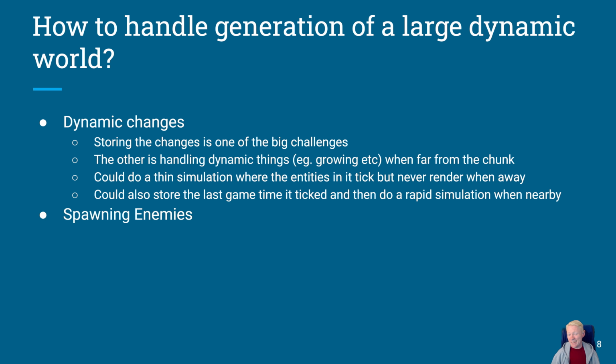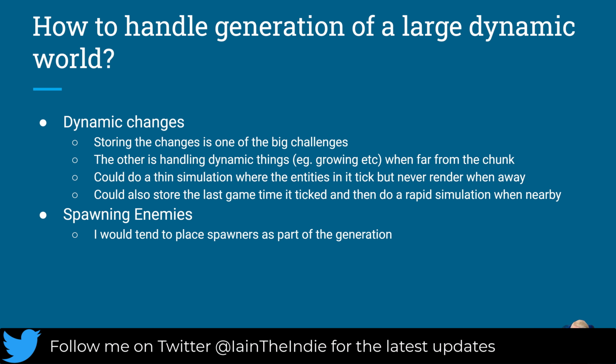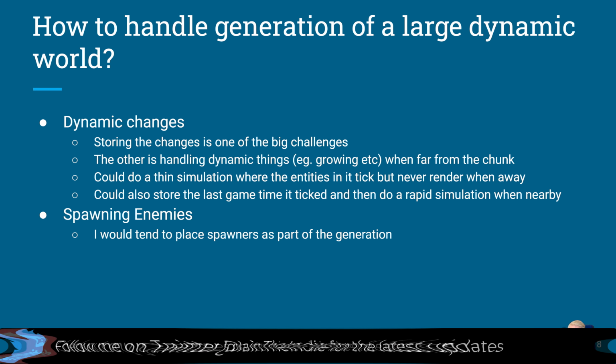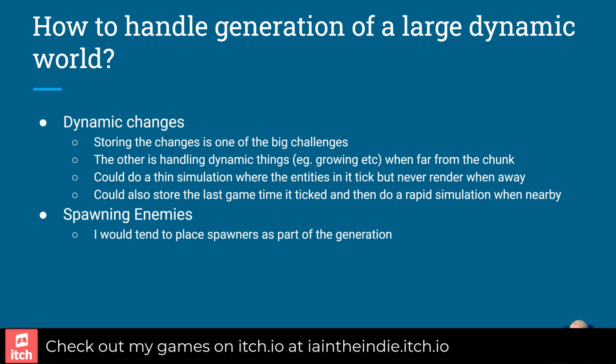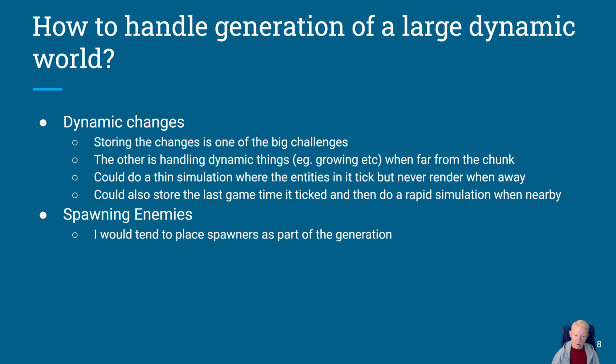Spawning enemies is a bit of a similar thing. So I would be inclined to place spawners as part of the generation. They don't necessarily need to be a visible thing, but doing it as part of the generation means that it's already always there. You've got a thing that you can be referring to. You don't need to do continual terrain analysis or anything like that.